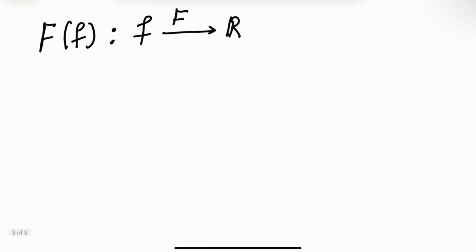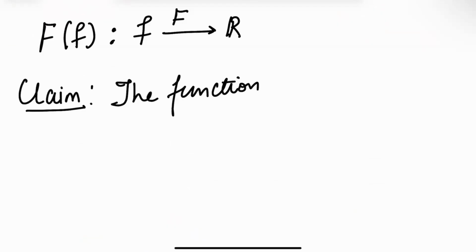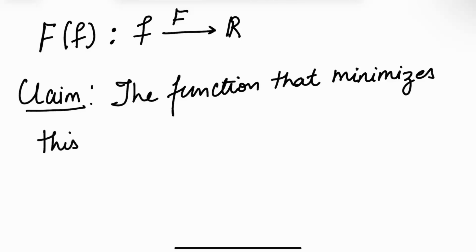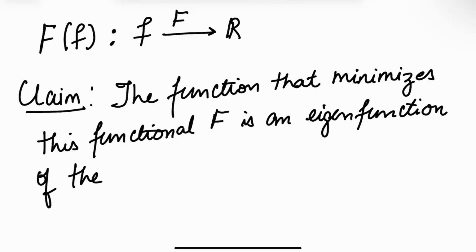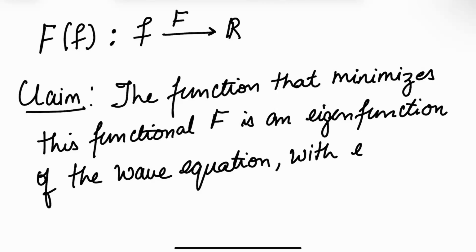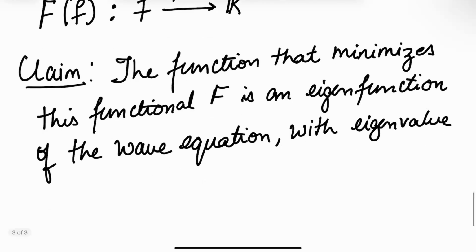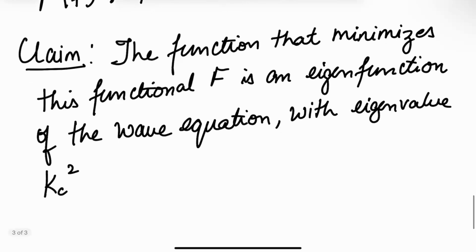Now comes the main claim. Given this functional, the claim is that the function that minimizes this functional F is an eigenfunction of the wave equation with eigenvalue kc squared. Okay, so let's try to understand this.